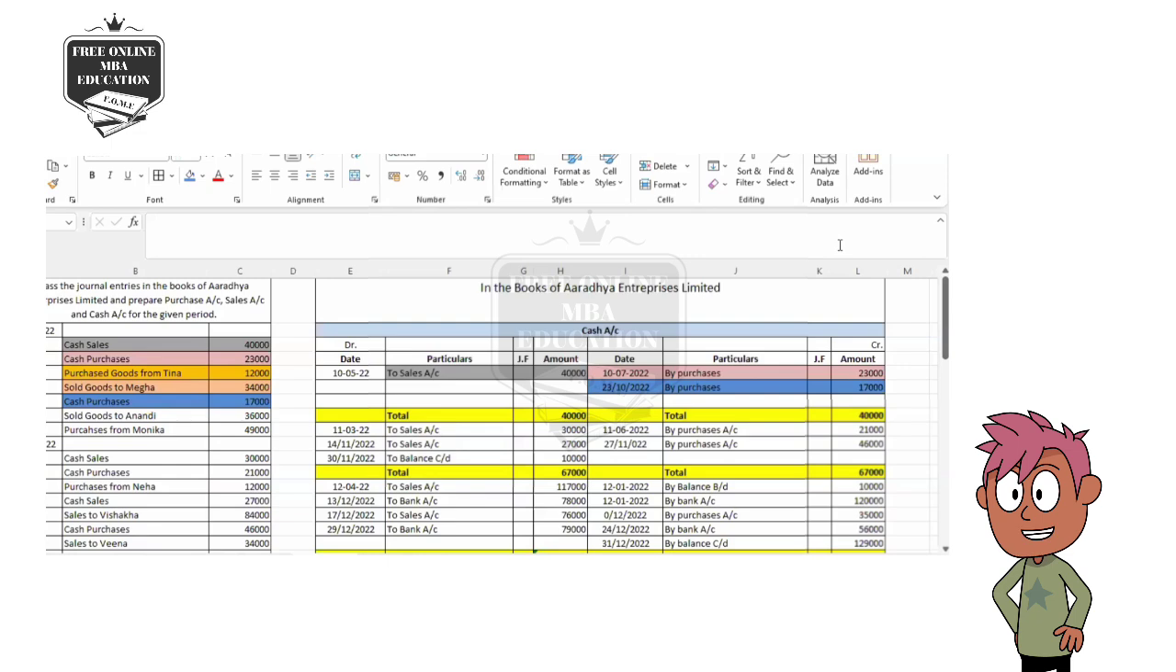Now, like these, all transactions would be passed in the journal account. So from the journal account, the ledger postings will be done in this manner. I have shown you some 5-6 entries just to give you a brief on how the transactions are getting posted.